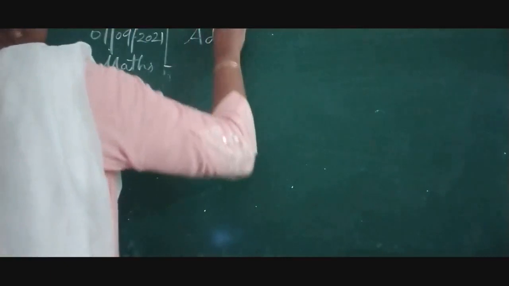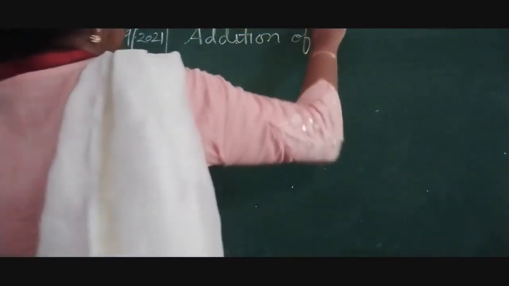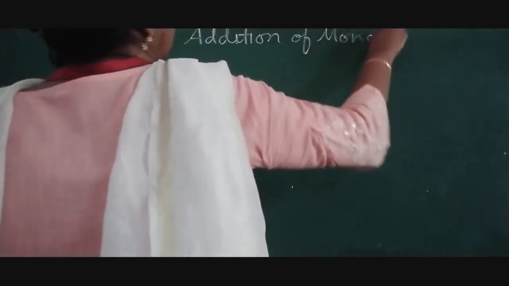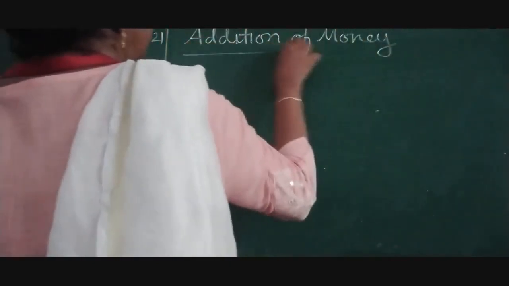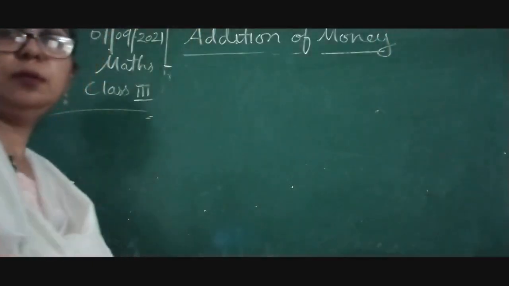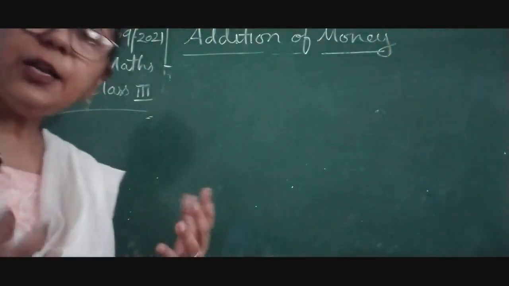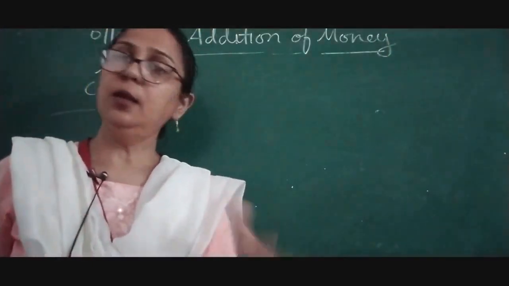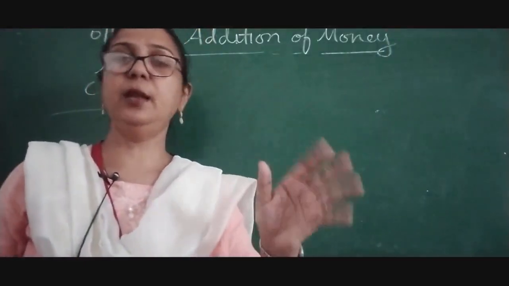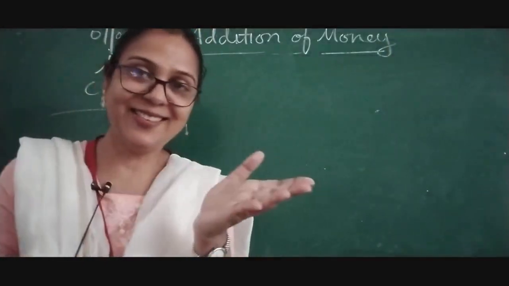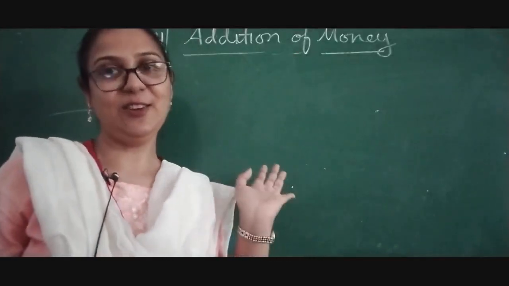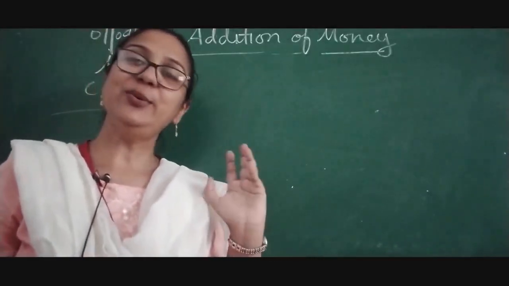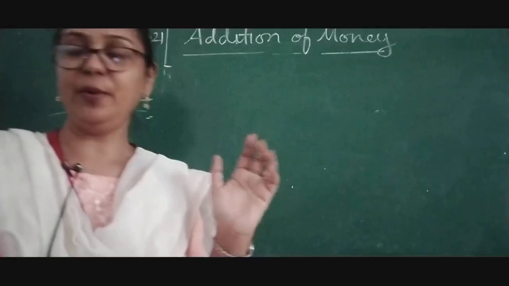Now we are going to learn addition of money, children. Addition of money, children. अभी हम लोग सीखेंगे एडिशन करना. एडिशन सबको पता है, one number is there and one number is there, we are just going to add this, nothing else. Similarly we will do in this also. Okay children, so this is quite simple for you.